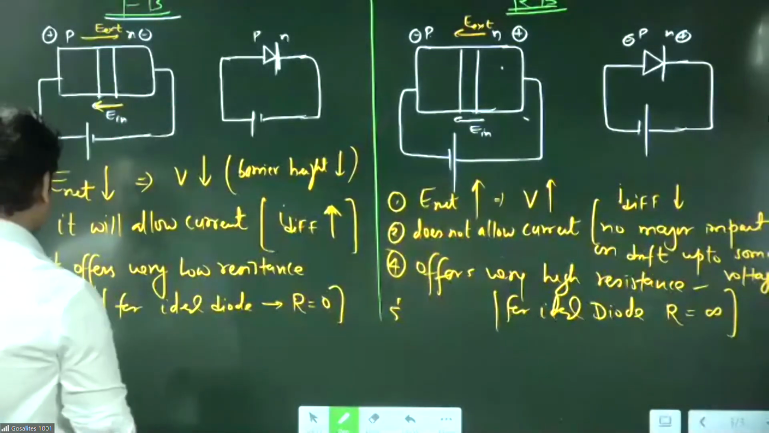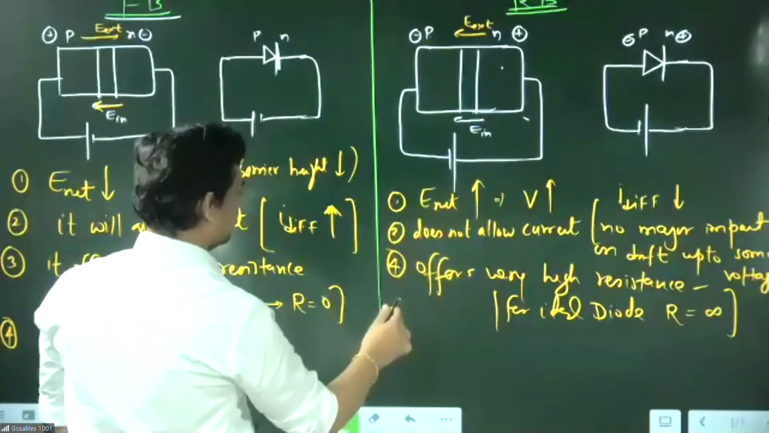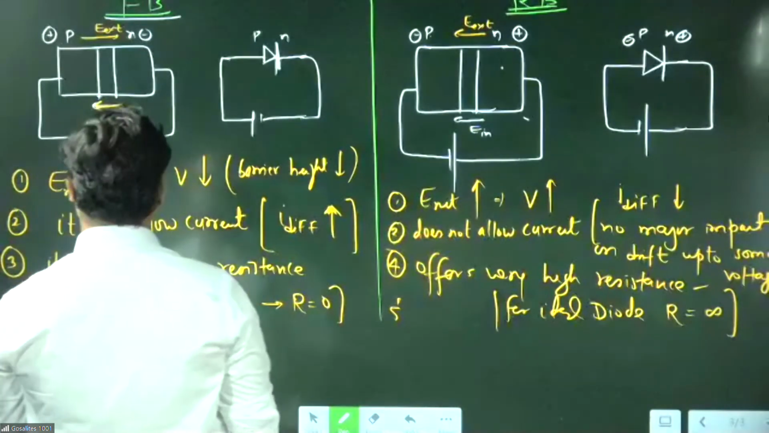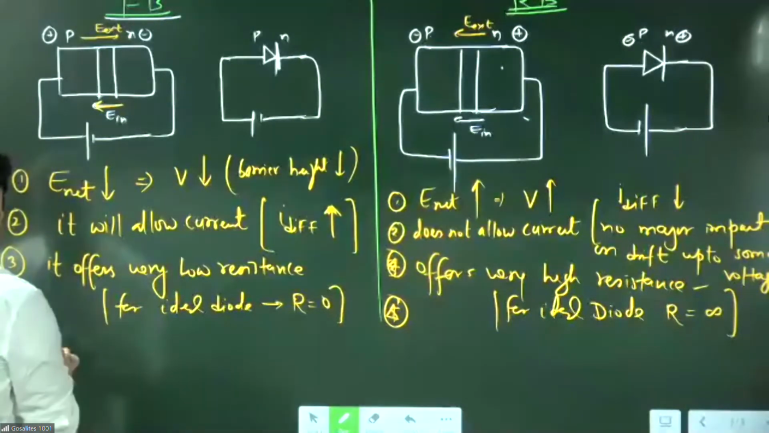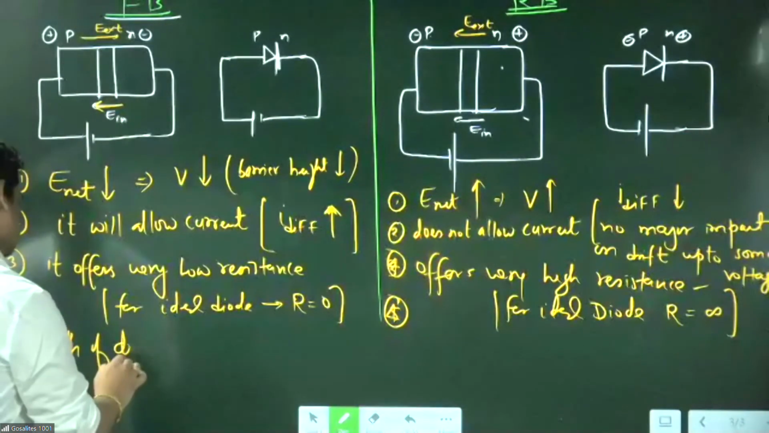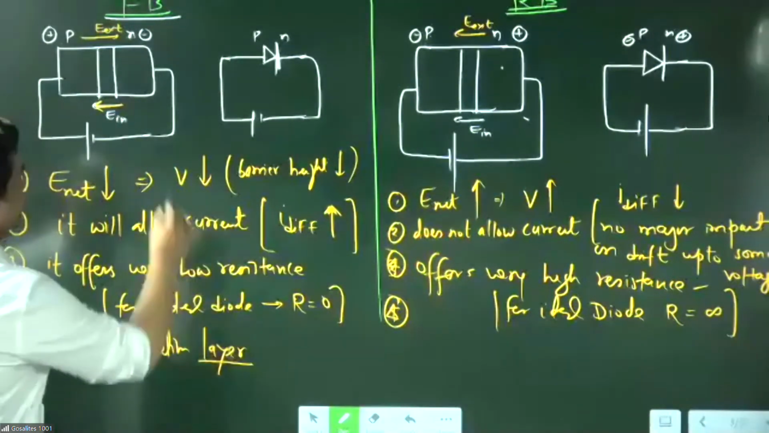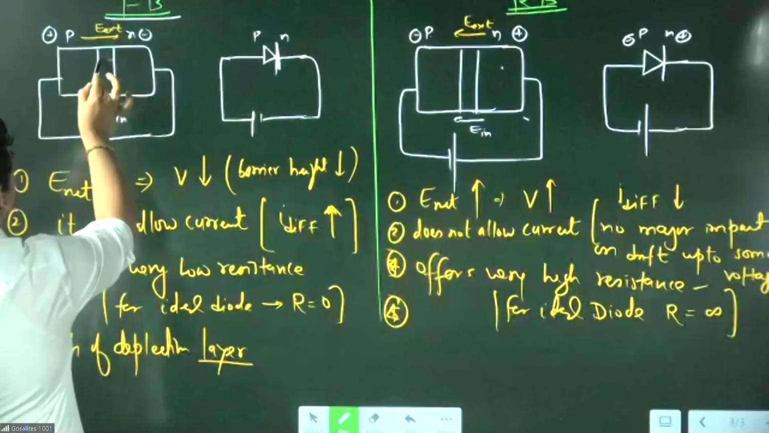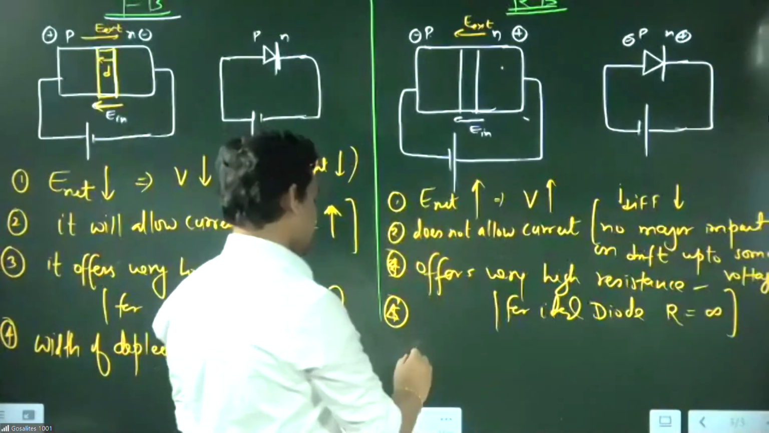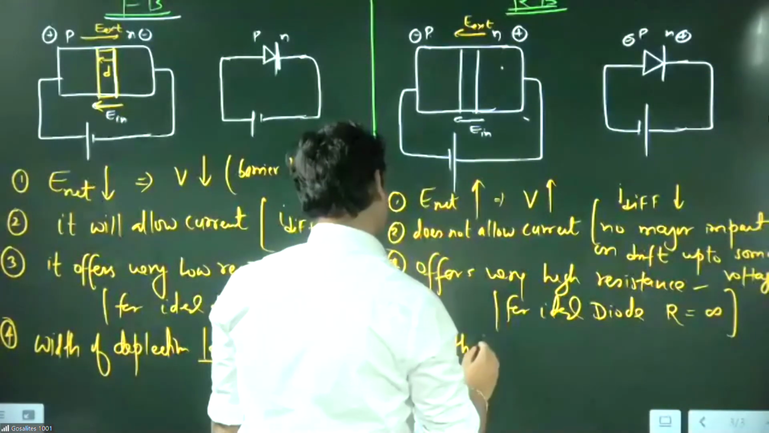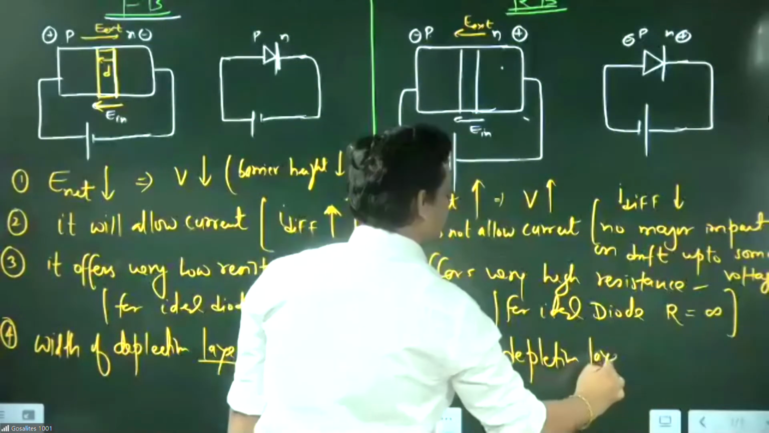Now here we can write number 4. It was number 3 here. Number 4, width of depletion layer. Basically this is known as your width of depletion layer. This is the depletion layer, and this width is known as the width of depletion layer. Here also I will ask: what do you say about the width of depletion layer?